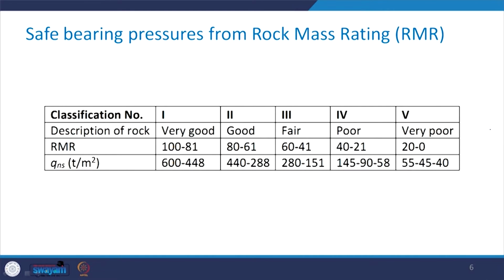So, this table gives you the idea about the value of RMR and the corresponding value of allowable bearing pressure QNS. If you have a very good type of rock, its corresponding RMR would be 100 to 81, and the value of the safe bearing pressure can be taken as 600 to 448. Likewise, for good, fair, poor or very poor rock mass quality, based upon their respective values of the rock mass rating, you can pick the appropriate value of QNS in ton per meter square from the last row of this table. So, this is how you can obtain the safe bearing pressures from the rock mass rating.